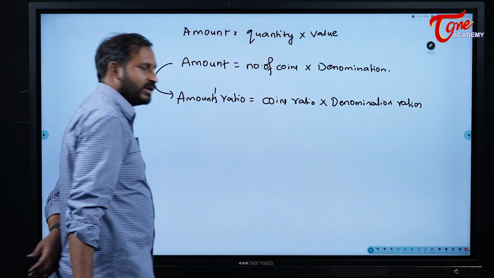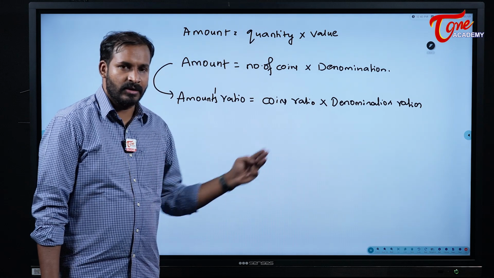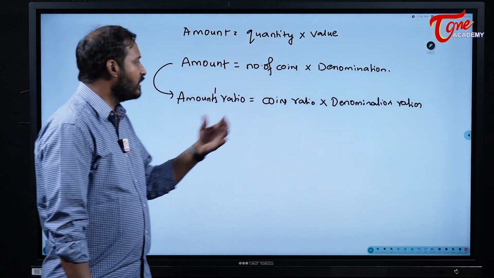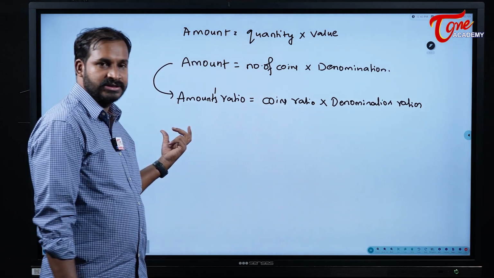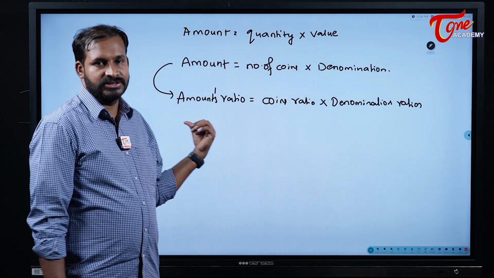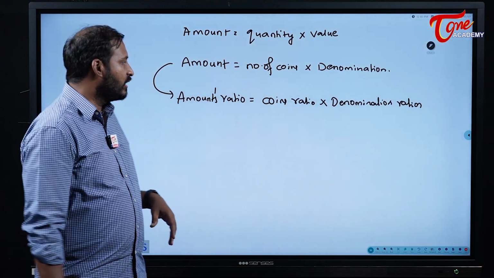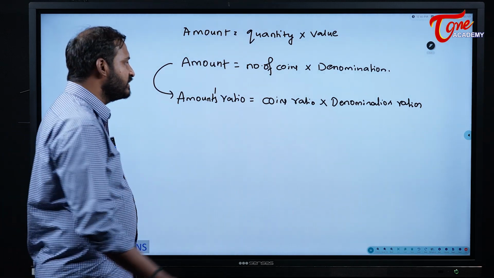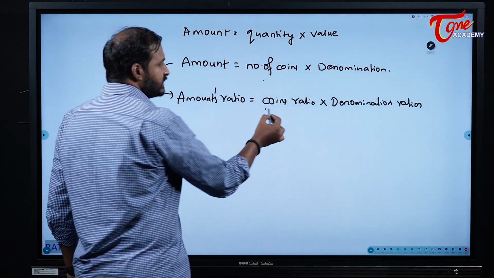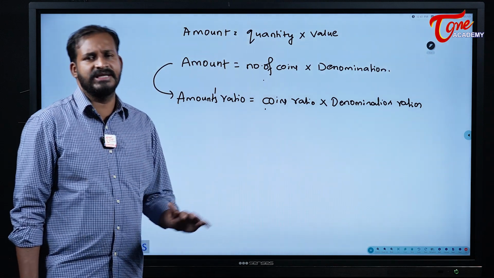Based on our requirements, students, there are three components: amounts ratio, coins ratio and denomination ratio. We will shuffle these three things. If I want the coins ratio, I will send the denominations ratio to the other side. If I want the denomination ratio, I will send the coins ratio to the other side. We multiply respective coins with the respective denominations. We will see it in the problems.